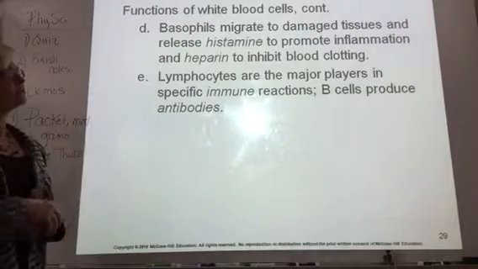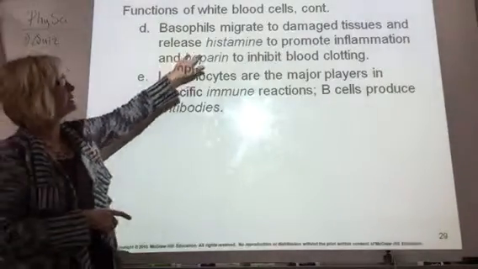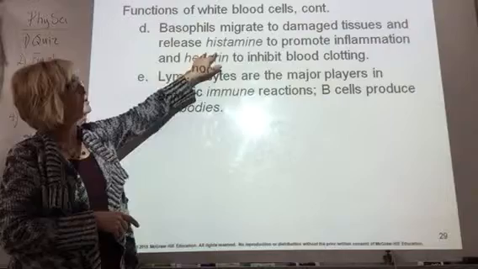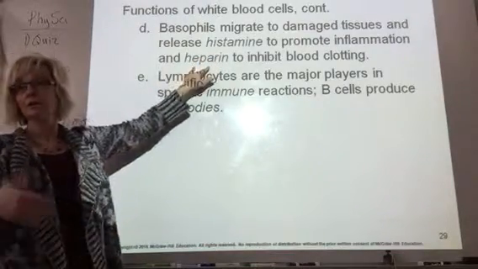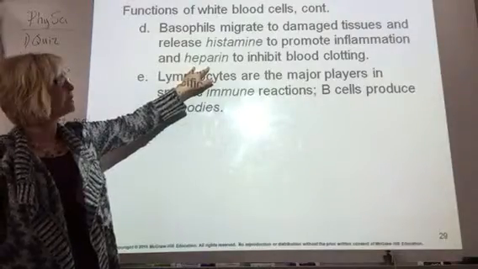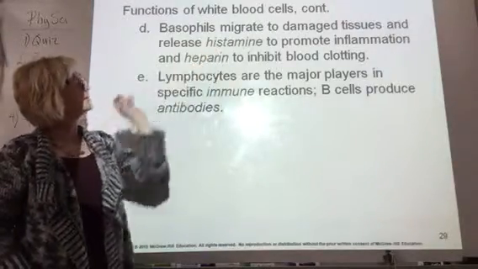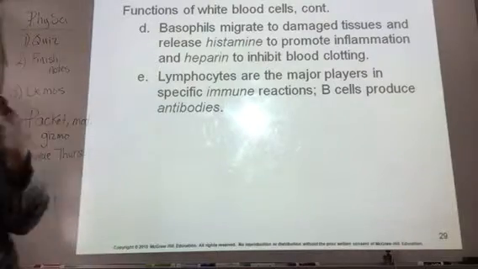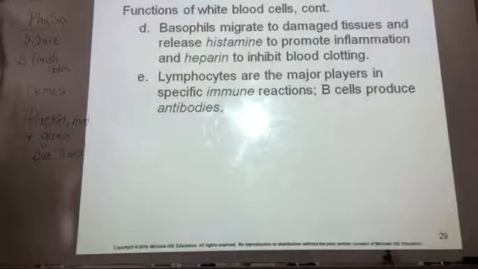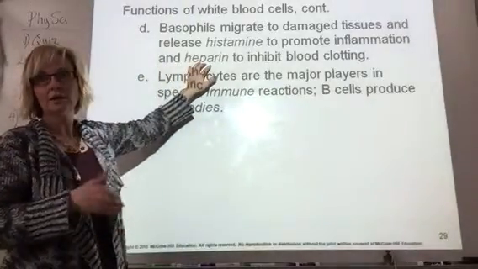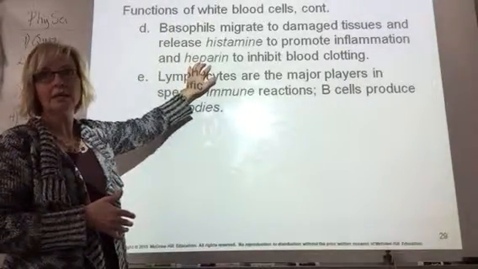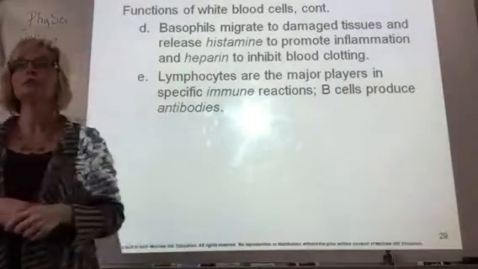Basophils can migrate to damaged tissues, release histamine to promote inflammation, and heparin to inhibit blood clotting. So here again, you sprain, twist your ankle, very bad. Histamine is going to promote swelling. So basophils are going to cause swelling. And the reason that swelling happens is it's going to bring more blood, a larger blood supply to that area, and blood is needed to heal.